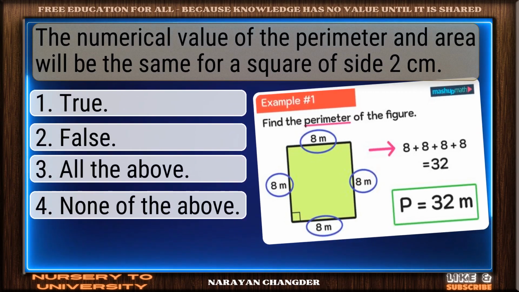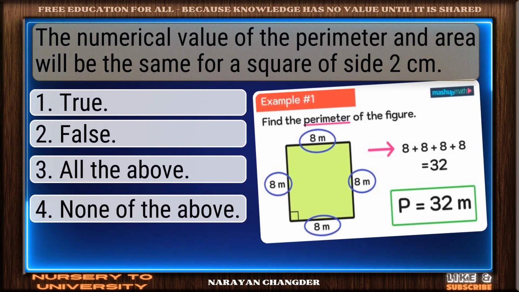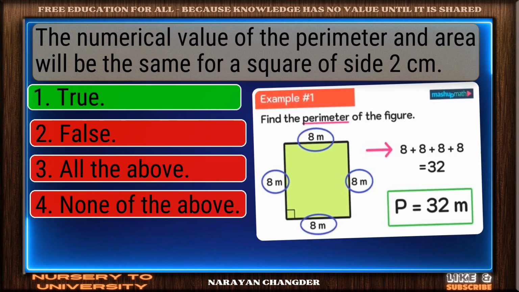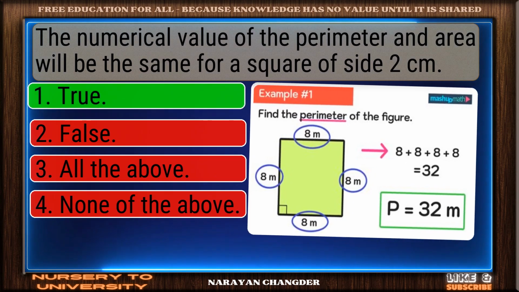The numerical value of the perimeter and area will be the same for a square of side 2 cm. Clear logic. Your choice true is sound and 100% true.